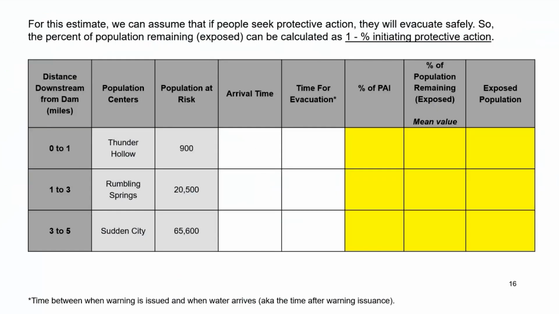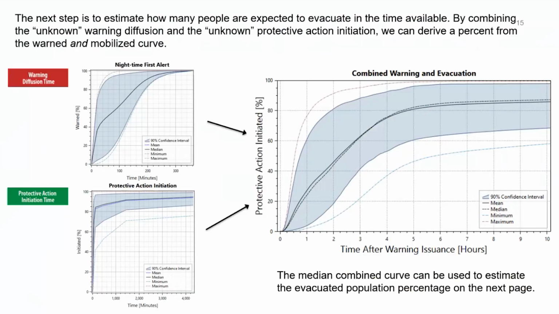So you'll pull from that. And for this estimate, we can assume that once people seek protective action initiation, they will evacuate safely. So we don't have to model all the blue cars going on roadways. As soon as they leave their door, they teleport to safety. So percent of the population remaining exposed can be calculated as 1 minus the initiating protective action. So you'll use this curve again for this exercise. If you're saying, hey, I think 80% of people will be evacuated based on the time they have available to them, then the exposed percent would be 1 minus 0.8, or 20% left behind.